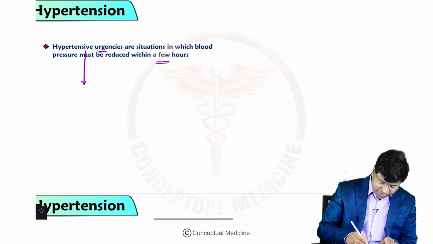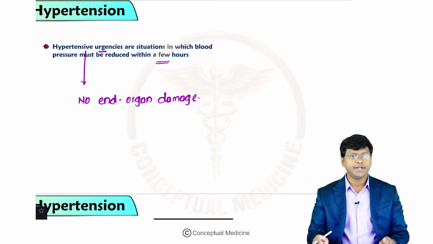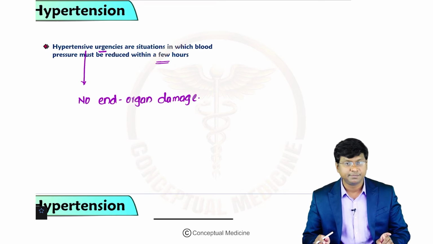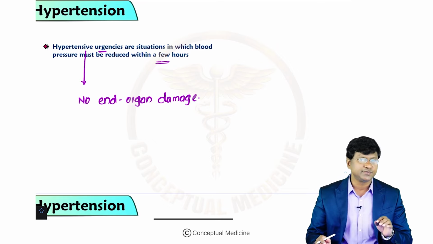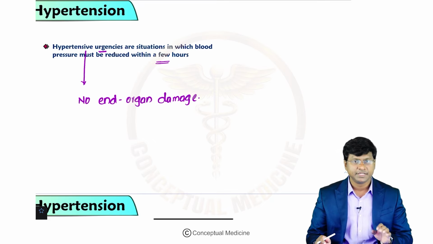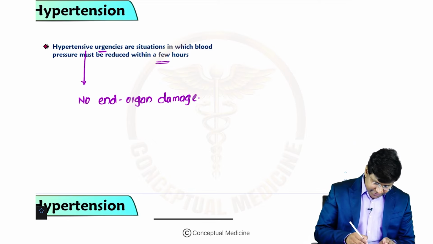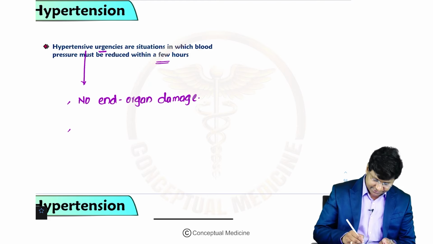Hypertensive urgencies are those conditions where there is no end organ damage. Please remember, this is a very, very important point. And even in case of hypertensive urgencies, the blood pressure is more than 220 millimeters of mercury by 125 millimeters of mercury. But these individuals, let me tell you, are having asymptomatic severe hypertension.